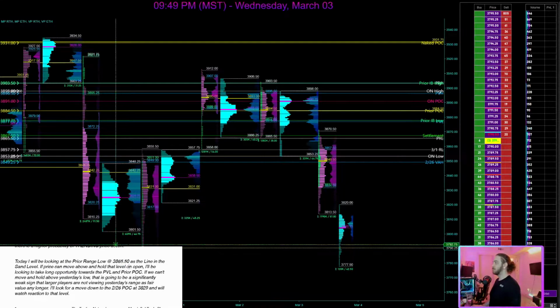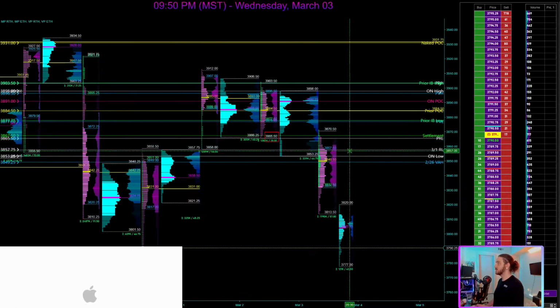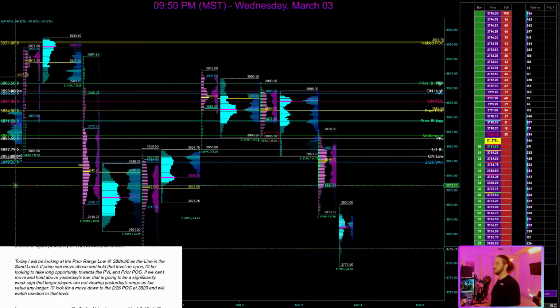So with that said, today I was looking at the prior range low at 38.6550 as the line in the sand level. My thought was if price could move and hold above yesterday's low right here, I'll draw a box around yesterday's low real quick so it's a little bit easier to see. All right, so once again, I was looking at the prior range low, 38.65. You can see the box around that level right here.